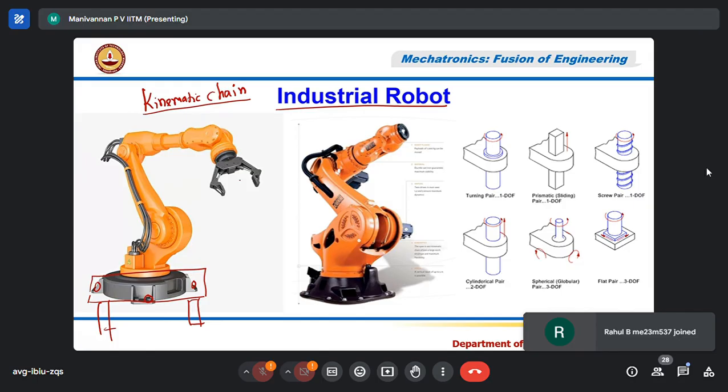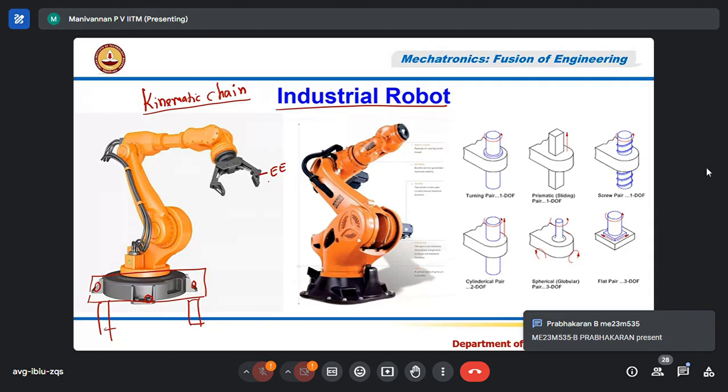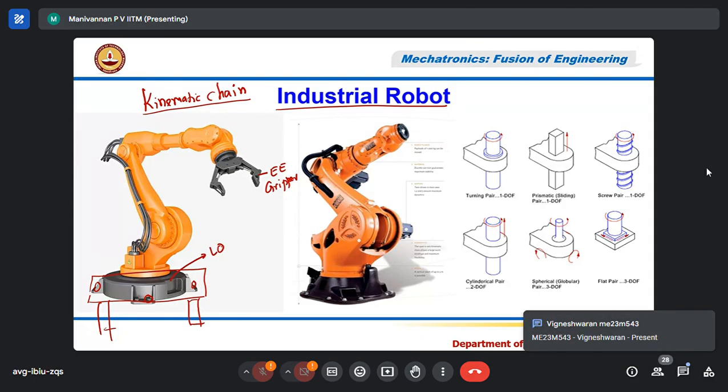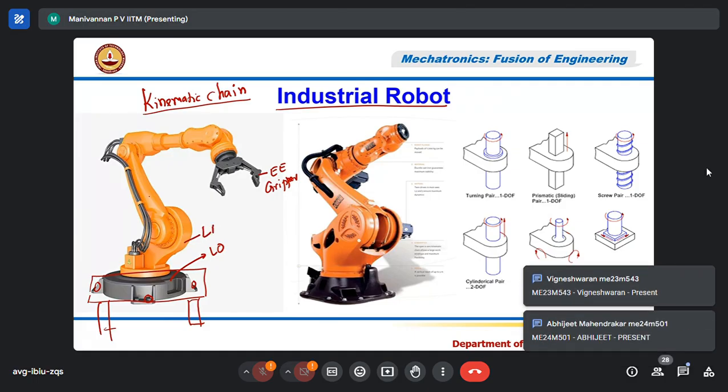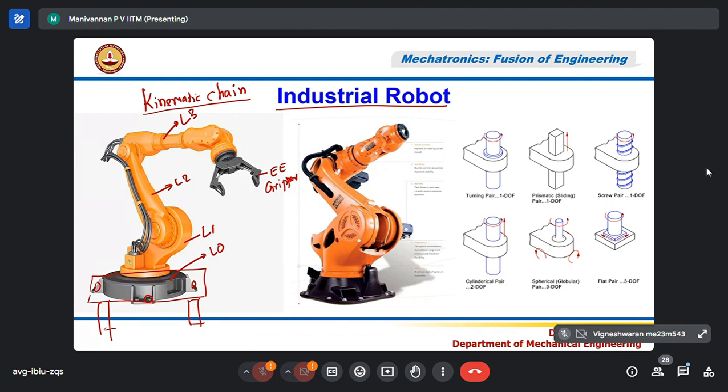So this is called the end effector. The short form is end effector, or gripper in robotic terminology. And you see one round part, it has some height, and this is called link 0, L0. There's another link, called L1. The third one is called L2. The fourth one is called L3. There are 4 links in this industrial robot.